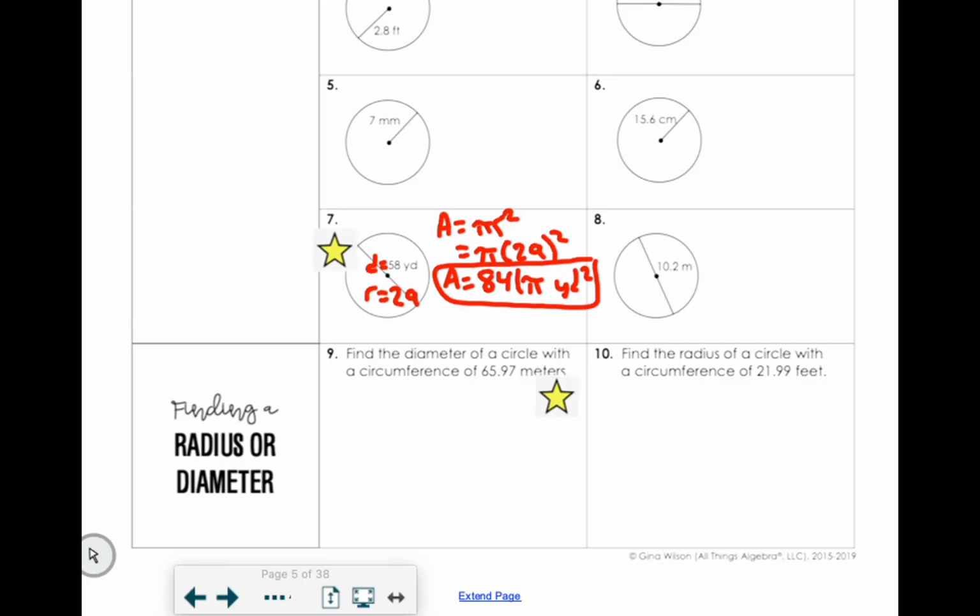For the circumference formula, we can use either one. We can use just pi times diameter since we know the diameter. That's just pi times 58. In terms of pi, that's easy, 58 pi yards.